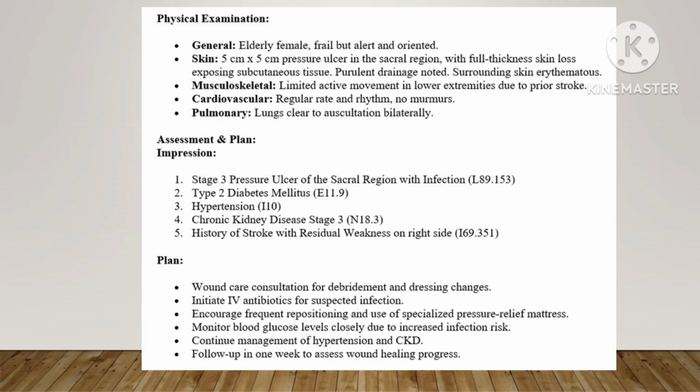Now, if you check the assessment and plan for the sample chart, you will get stage 3 pressure ulcer of the sacral region with infection, diabetes, HTN, stage 3 CKD and history of stroke with residual weakness on right side. You have to find out the code by checking the index of the ICD-10-CM book.